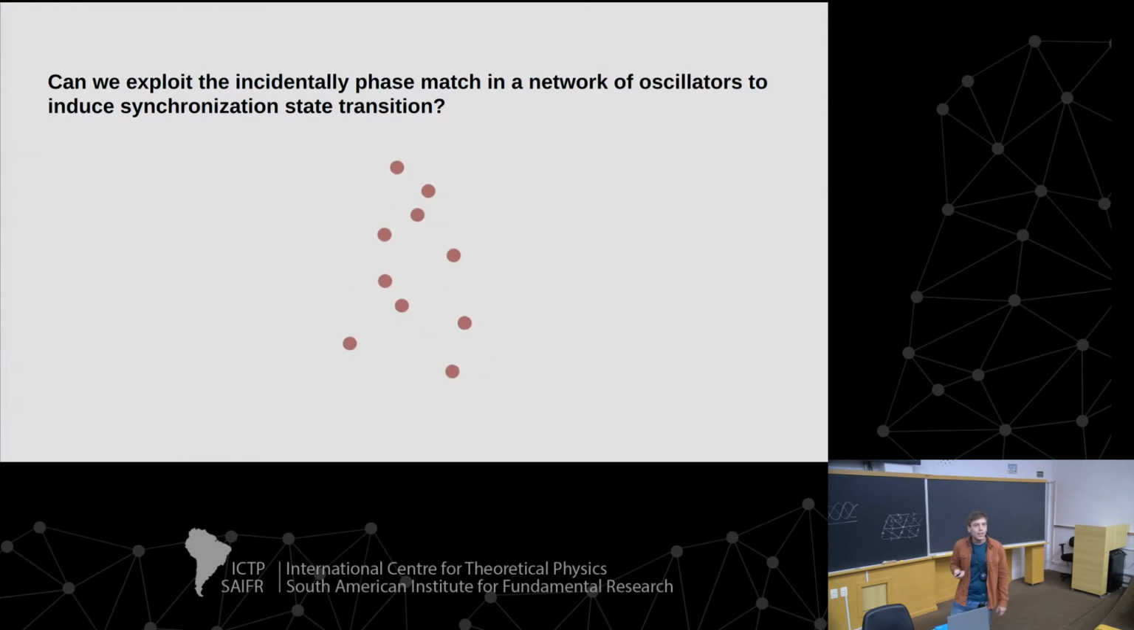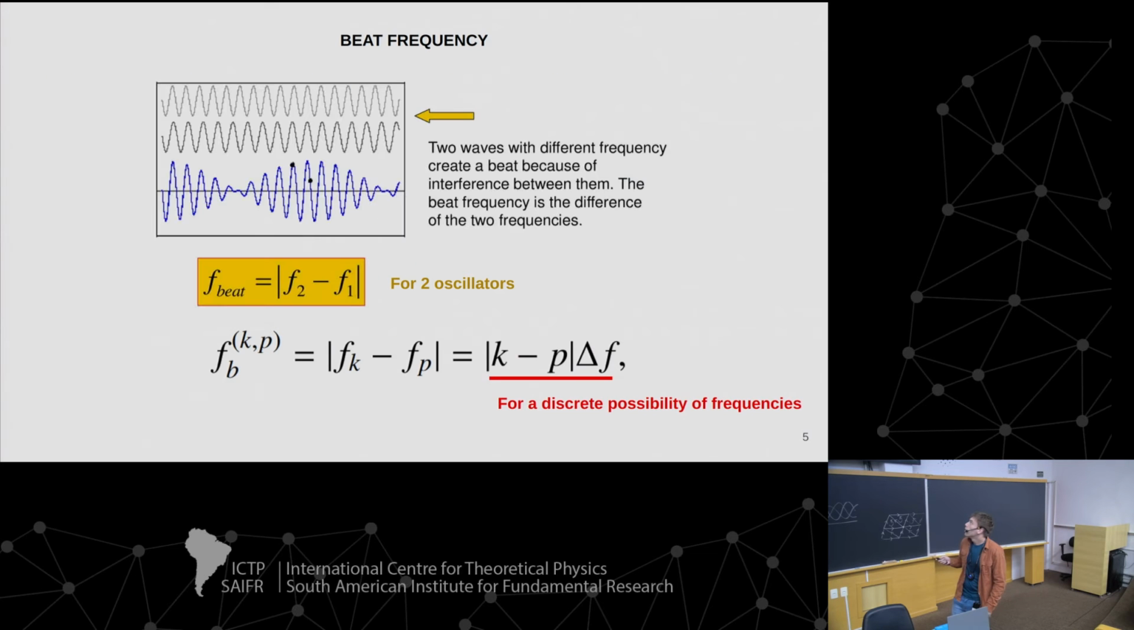So now I introduce the network. If I want to apply this to a model, I need to rewrite this in terms of some parameter, so I'll make some assumptions. For two sine waves, for example, the beat frequency is just the difference between them. But if you have a lot of oscillators, I need to take into account all the possible beat frequencies between each pair of oscillators.